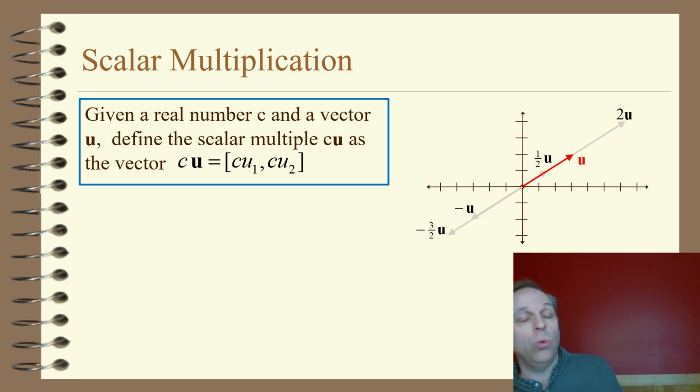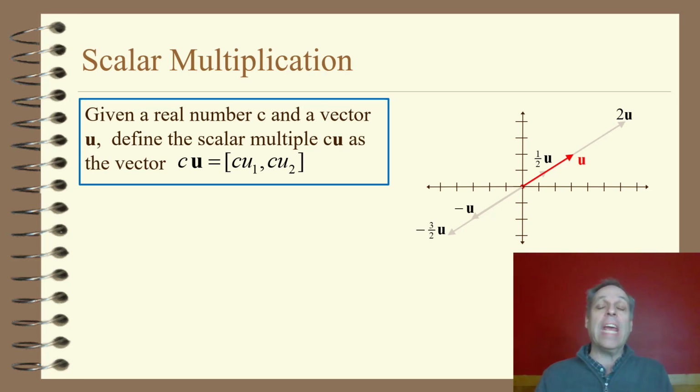Likewise, you can also form what's called the scalar multiple of a vector. So if you give me any real number and any old vector, you can define the scalar multiple of the scalar times the vector as the vector where you just literally multiply the scalar through the components, like it distributes. I've drawn a picture to show you what happens. So in red, I gave you the vector u, and then I drew in gray the vector 1/2 u, 2 times u, negative u, and also negative 3/2 u.